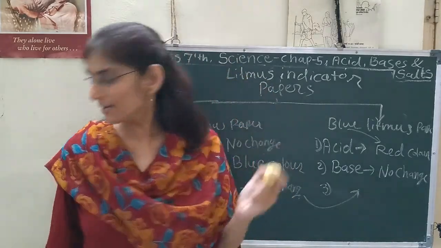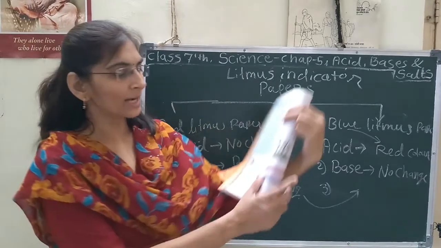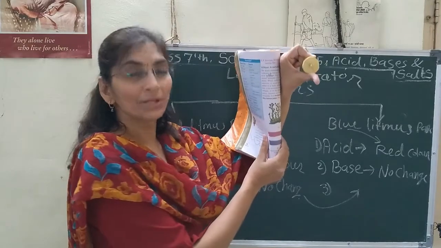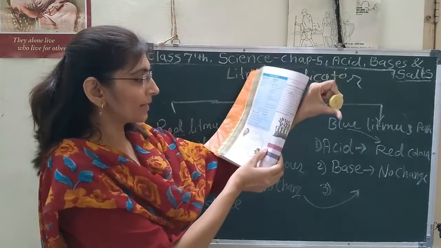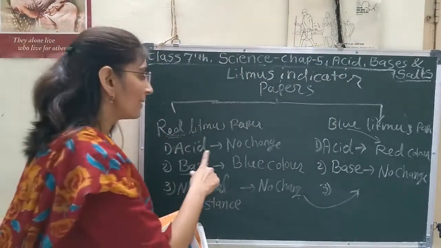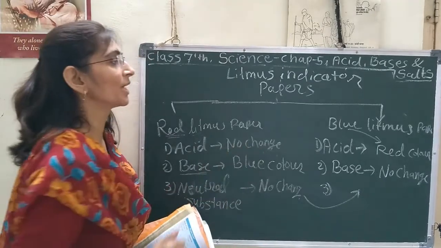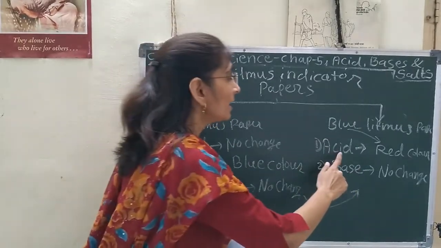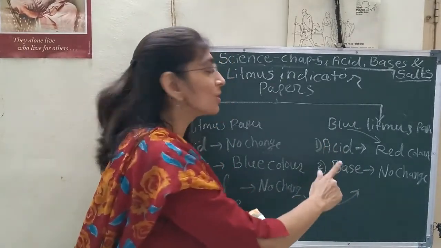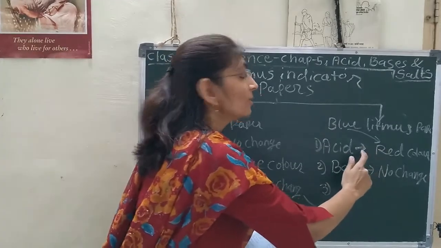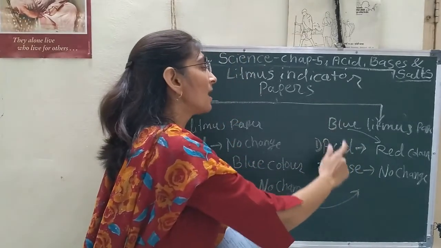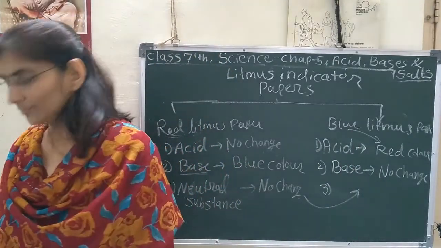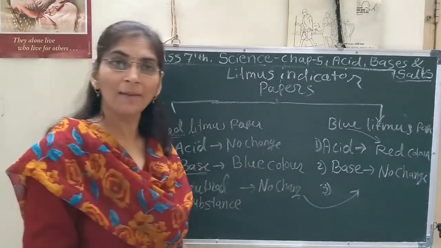I will repeat again. Are you seeing that litmus paper? I have the litmus paper with the lemon juice solution. First I have taken the red litmus paper, so there will be no change. And as I have taken the blue litmus paper, there will be a reaction with the lemon juice. That is, the acid will turn the blue litmus paper into red color. Yes, that we will see in our lab.